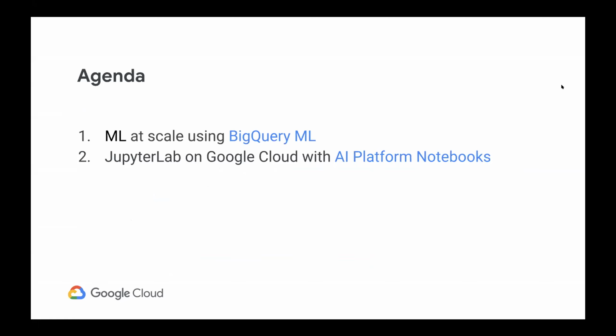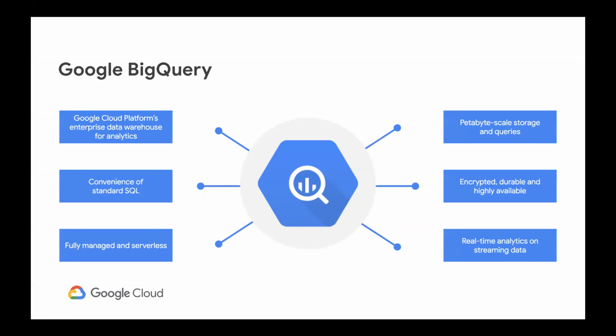Today, I'll be talking about two pieces. They're both intertwined. The first is around training and deploying machine learning models at scale using BigQuery ML, and also how we can use BigQuery ML from Jupyter Lab on Google Cloud with what we call AI Platform Notebooks. So it'll be a short split between the two.